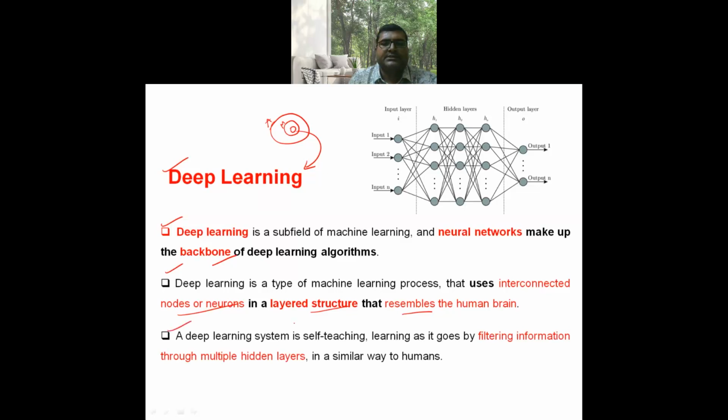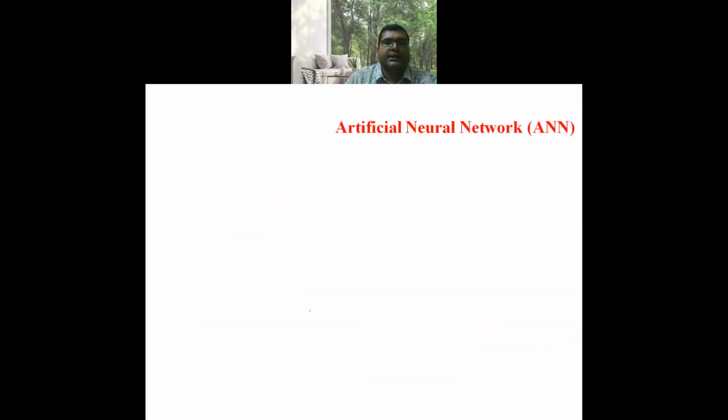A deep learning system is self-teaching, learning as it goes by filtering information through multiple hidden layers in a similar way to human brains. Without neural networks, there would be no deep learning. Sorry, artificial neural networks.